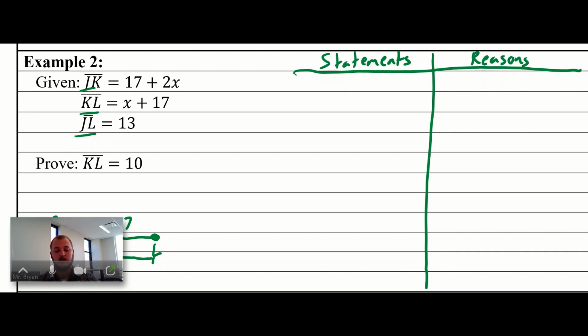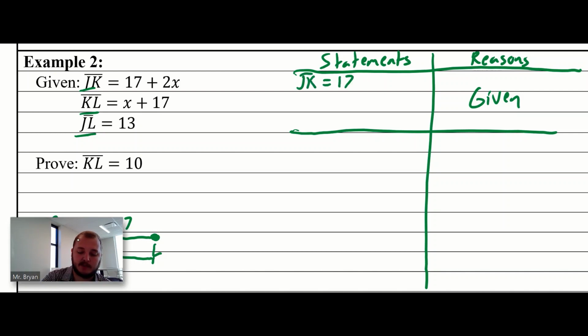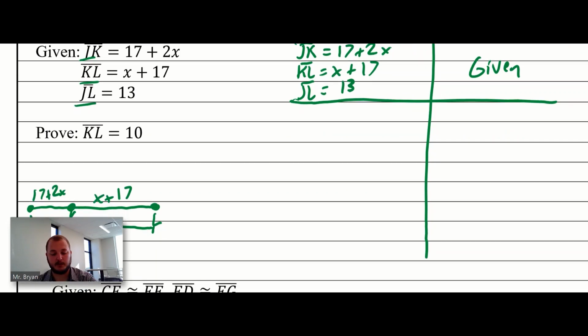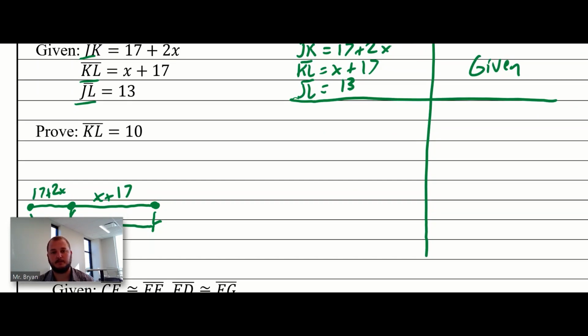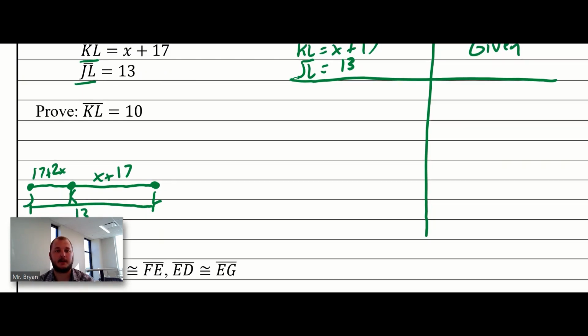Okay. We know first reason is always going to be the same. It's our given information. And we're just going to take a second. We're going to write all this in. So we're told JK is 17 plus 2x. KL equals x plus 17. And then JL equals 13. Okay, so if I just gave you this problem normally, I'll give you a sec to write all that down. Okay, if I just gave you this diagram normally or in the past, last chapter, hopefully we understood how to set this up. And we got a lot of practice with it.